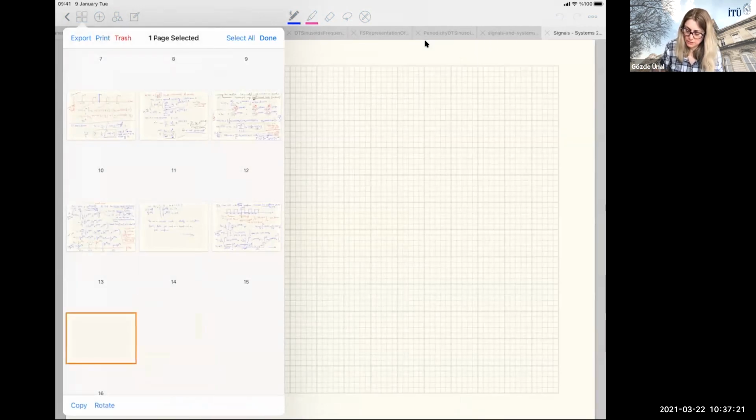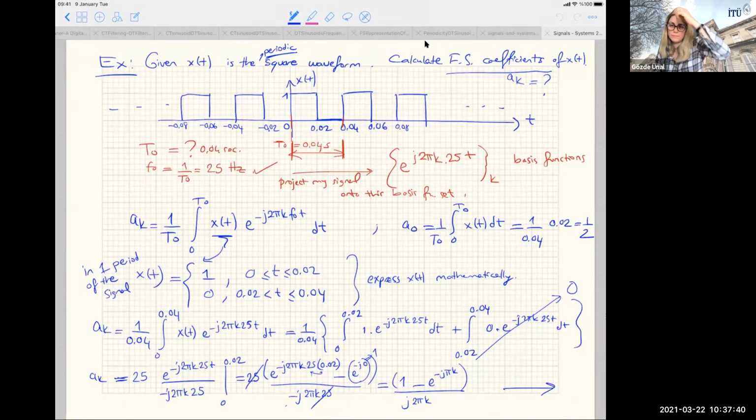Okay, let's continue with this page and we can add more if needed. Now we have to notice e to the minus j pi k is really e to the minus j pi to the power k, right? We're looking to simplify this last term. That's what we want.